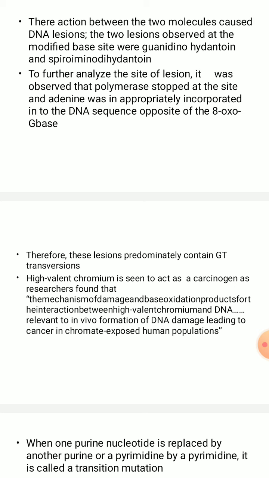High valent chromium acts as a carcinogen, as the researchers found that this mechanism of damage and base oxidation products from the interactions between the high valent chromium and the DNA are relevant to in vivo formation of DNA damage, further leading to cancer in chromate exposed human populations.